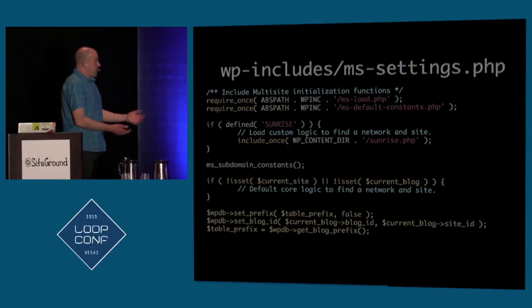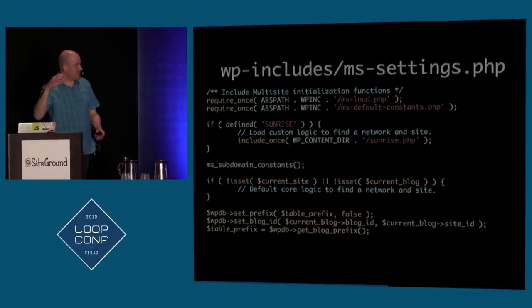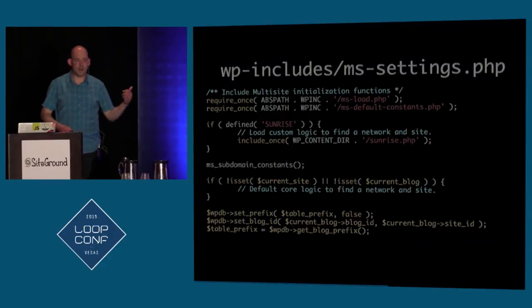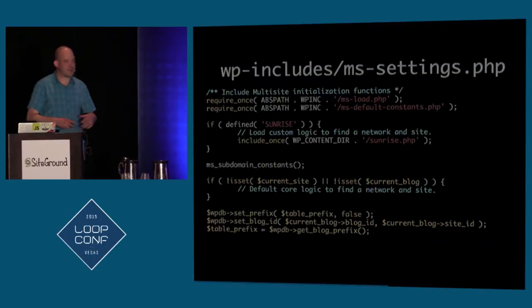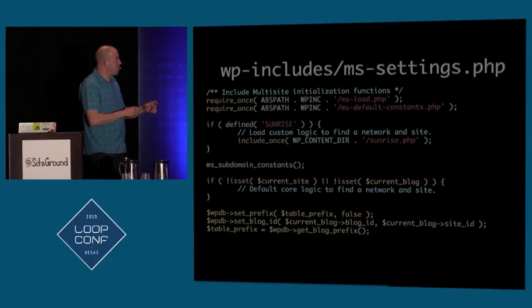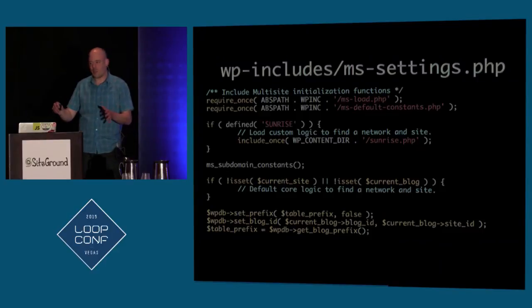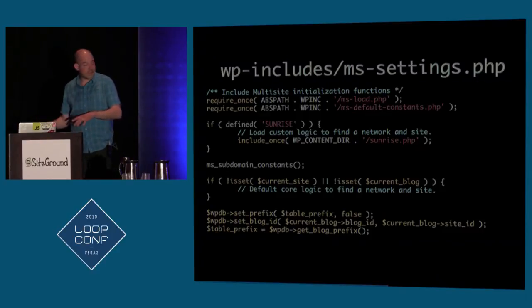Back in ms-settings, above the code area I showed you before, is the first load of multisite. The first thing we do is bring in ms-load. We bring in the default constants, get everything set up for you. And then if SUNRISE is defined, we load this little magical file called sunrise.php, where you can basically do anything that you want to short circuit the process of finding that network and that site.